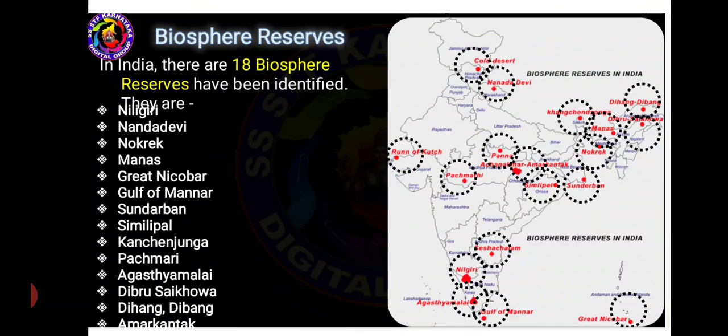Let us know some of the important biosphere reserves in India. There are 18 biosphere reserves. They are Nilgiri, Nanda Devi, Gulf of Mannar, Sundarbans, Kanchenjunga, Pachmarhi, etc.